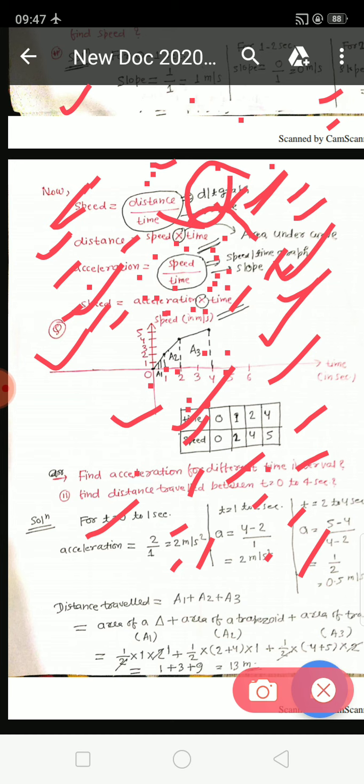How do you find the area of a trapezoid? It is similar to a parallelogram, but the difference is that here the parallel sides are not equal in length. Its area is 1/2 into the sum of parallel sides into the distance between them. In this way you can calculate the area under the curve of those lines and find the left-hand side value. Suppose distance is speed into time: in a speed-time graph you find the area covered in that interval of time, and you will find the distance.